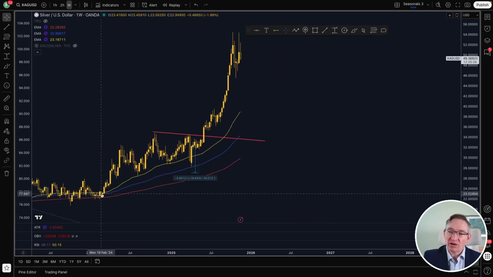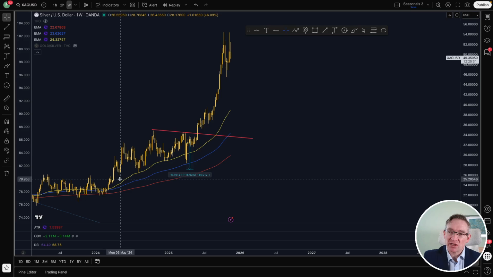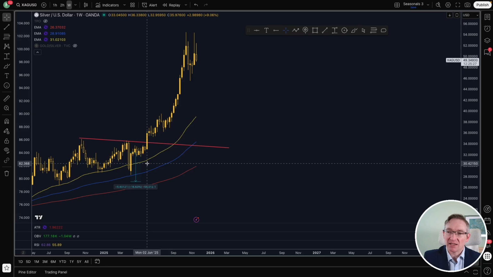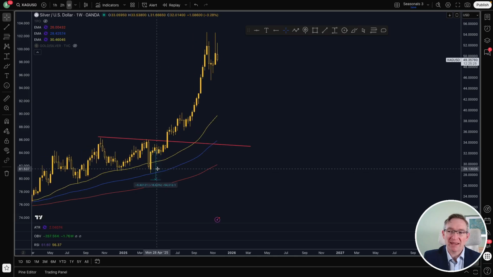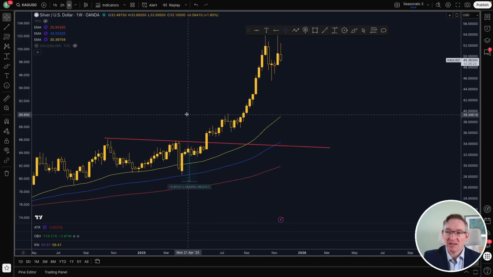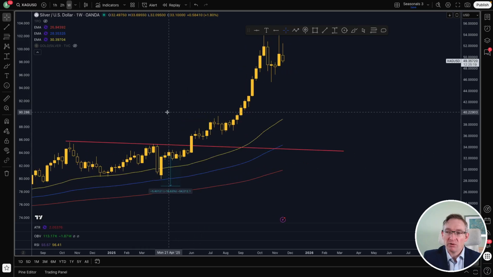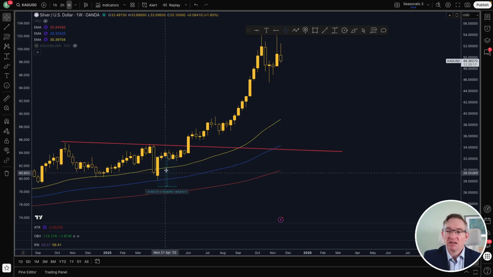You could see that price was clearly trending higher. Price was above its 50, 100, and 200 exponential moving average. You can see that, and then we had this lovely bullish piercing line pattern, a very unusual pattern to see in commodities like silver.